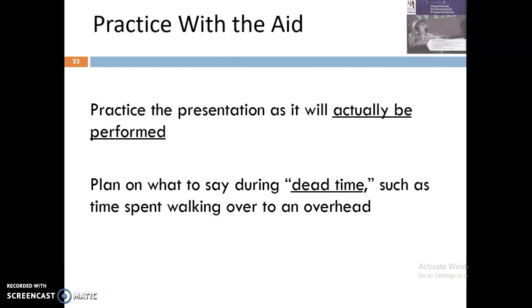And when you practice, please practice the presentation as it will actually be performed. That means use the visual aids which you will be using at the particular time. Plan on what to say during that time, such as the time spent walking over to the table, for instance. Rather than just making them watch you walk, you might want to say something to them while walking to the table.